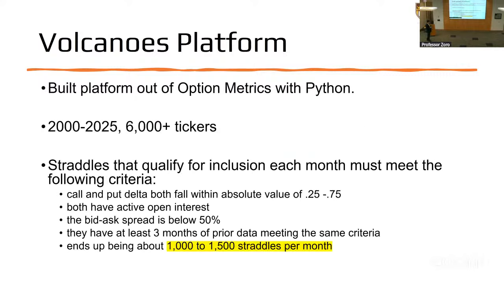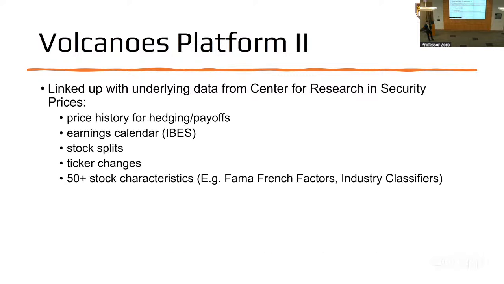So I built the platform out of OptionMetrics with Python. We've got about 1,000 to 1,500 straddles per month that qualify for ranking. To qualify, they have to be approximately at the money with open interest, spread below 50%, and at least 3 months of data that meet that same criteria. I linked that up with the underlying data from CRSP. We've got the price history for hedging and payoffs, the earnings calendar out of IBES, and of course for validity, we need all the stock splits and ticker changes incorporated.